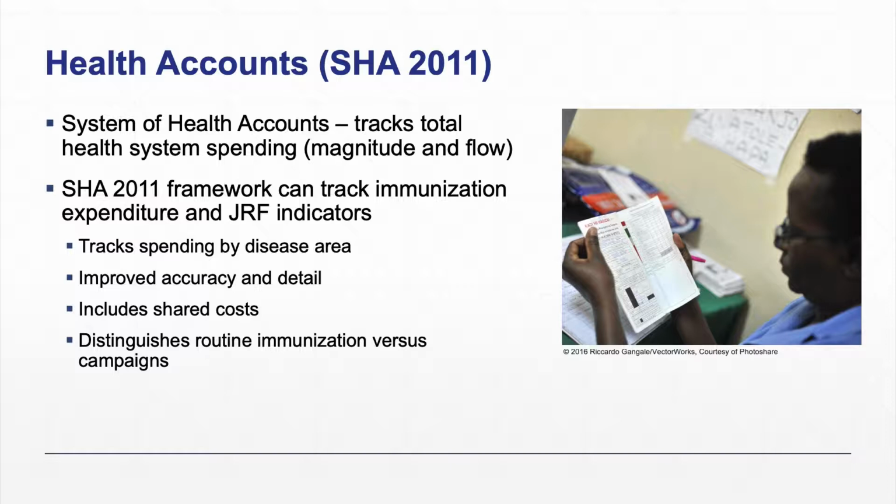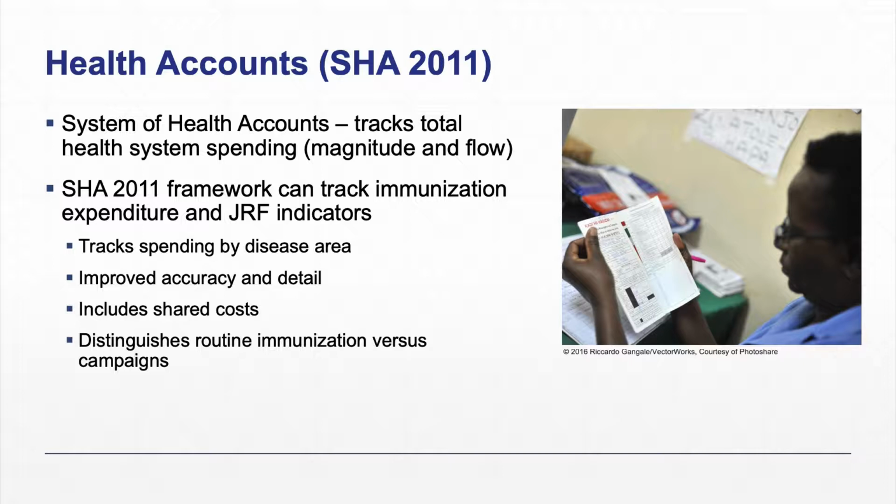So the System of Health Accounts is a framework that tracks total health system spending. This framework can be used to estimate national health expenditure and to measure the flow of resources from the sources of funds, such as donors and government, to where they are being spent, who is managing them, and what they are being spent on, be it commodities such as vaccines or salaries and such. So the results from a health accounts exercise can actually be used for reporting on the JRF indicators.